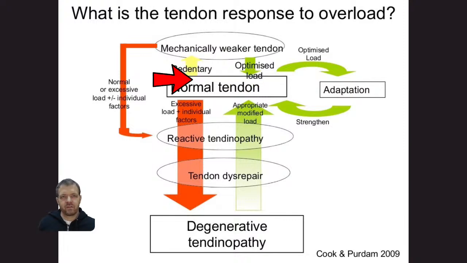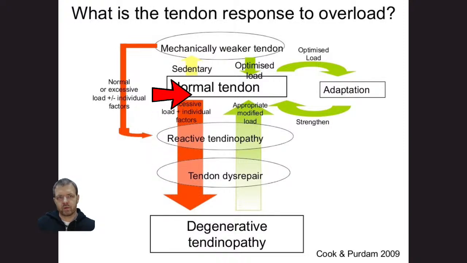However, if all of a sudden you decide instead of doing 10 miles a week, you're going to do 15 or 20, we've then got an excessive increase in load. So then the tendon will become reactive. If we continue down this path, it may then go into disrepair and then become degenerative. So if we don't catch it early and reverse the issues, then you're going to have problems.